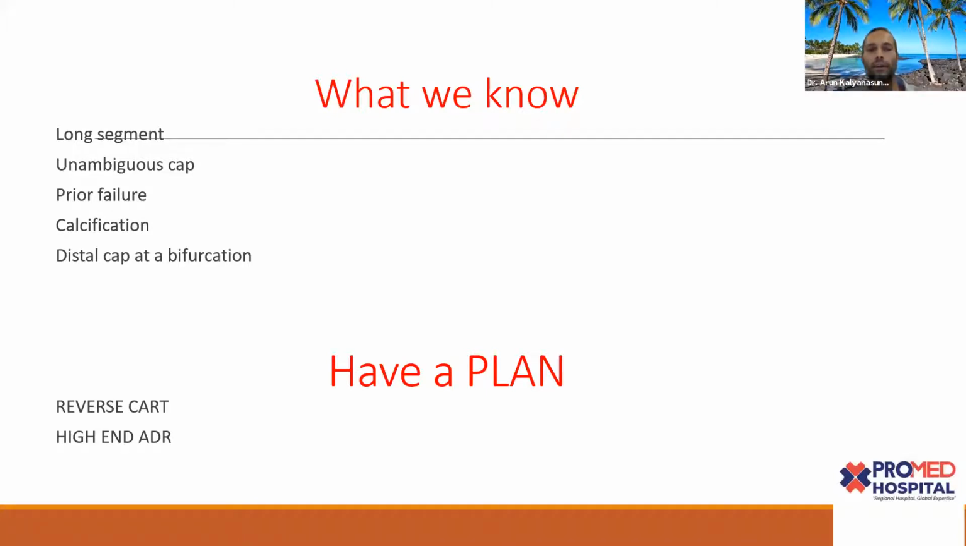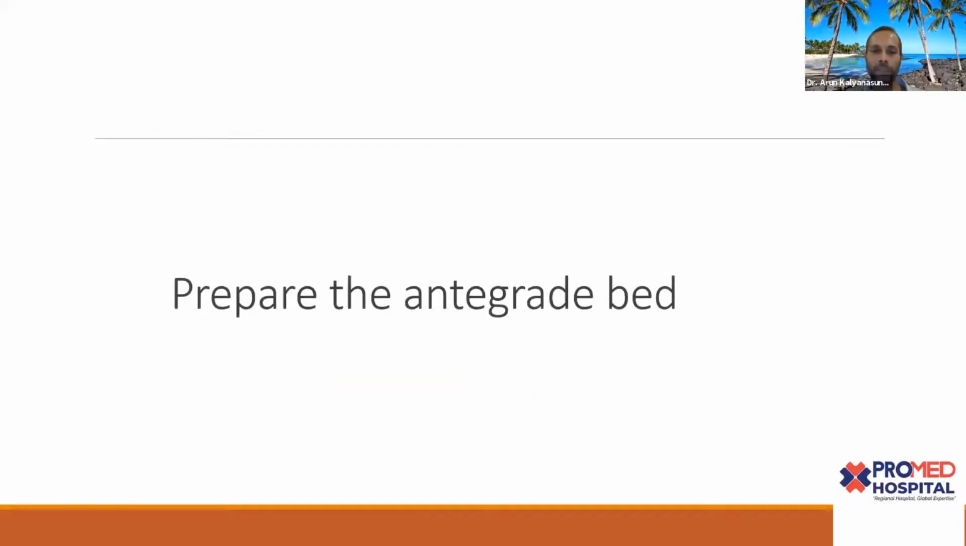So I'm already thinking, all right, I have to go retrograde in this case, and it's long enough. If I can't wire it antegrade, I probably can wire retrograde. So I'm going to plan to do reverse CART. And if that doesn't work, my second option is probably some kind of hybrid ADR, because it's at a bifurcation.